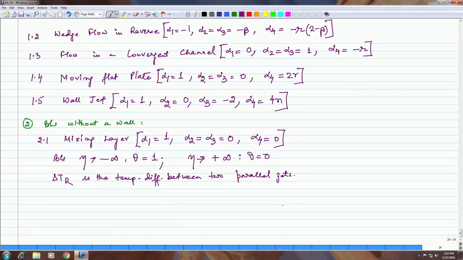So what we see is that there is a temperature difference between two parallel jets. You go from one far end to the other far end, that is your eta, and your non-dimensionalized temperature difference goes from 1 to 0. And this delta TR is the temperature difference between two parallel jets, okay?